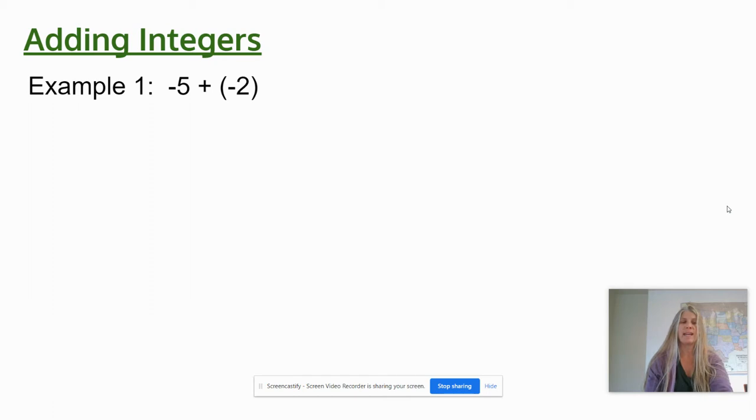In this case, we have -5 plus -2. Now, notice that there's that set of parentheses there. That does not mean multiplication. It's simply separating the plus from the -2 because there's no such thing as -5 plus -2. So it's -5 plus -2.